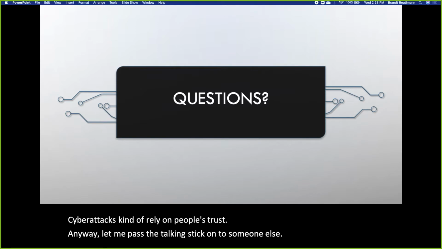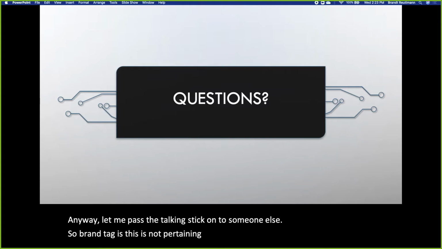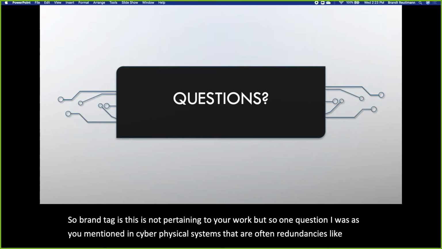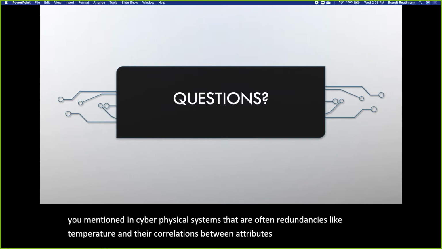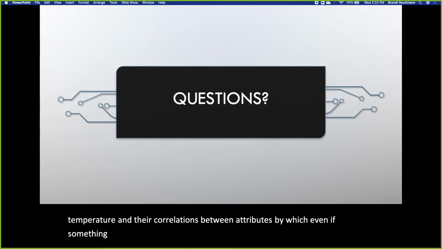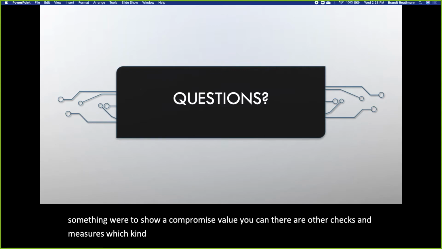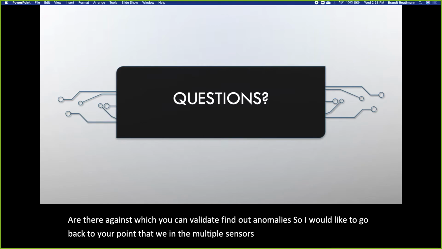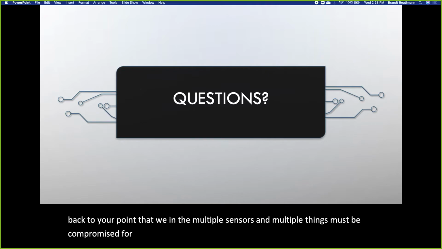So, Brent, I guess this is not pertaining to your work, but one question I had was, as you mentioned, in cyber physical systems there are often redundancies like temperature, and there are correlations between attributes, so even if something were to show a compromised value, there are other checks and measures against which you can validate and find anomalies. So I would like to go back to your point that multiple sensors and multiple things must be compromised for something to happen. And I don't know whether this is a question to you or to Dan.